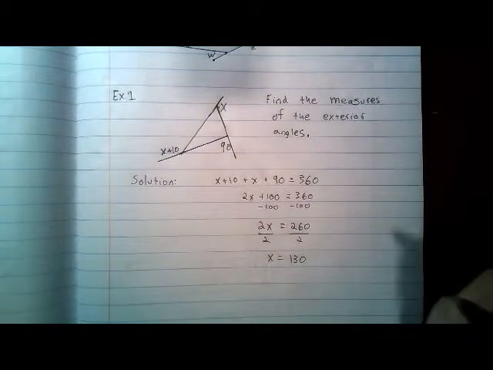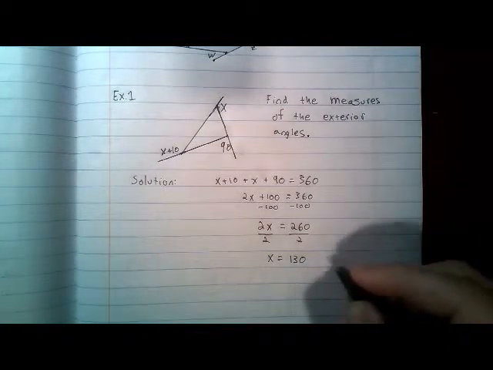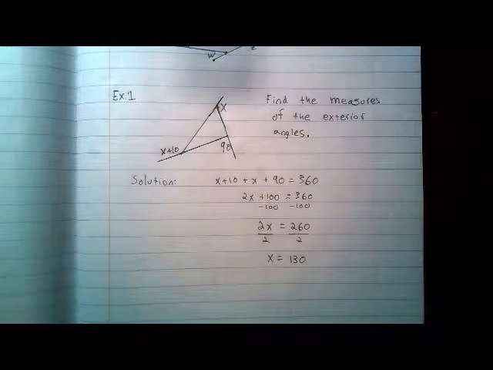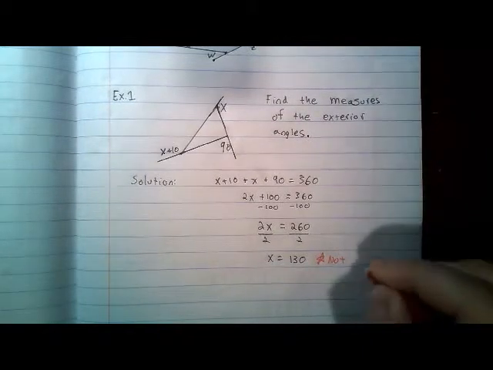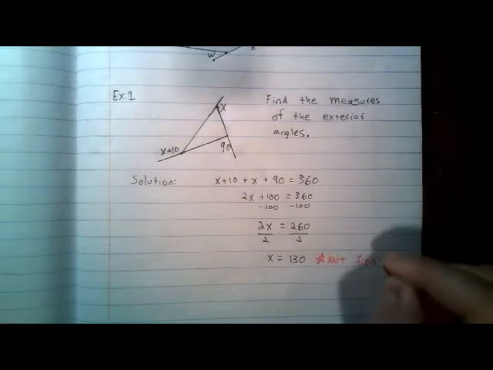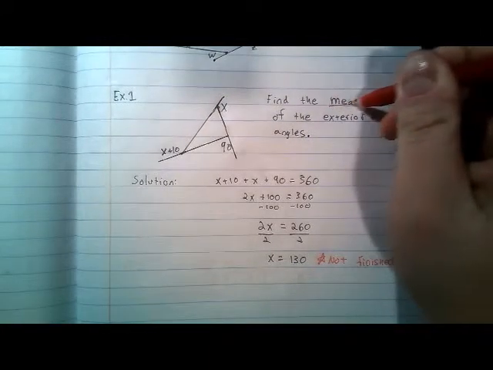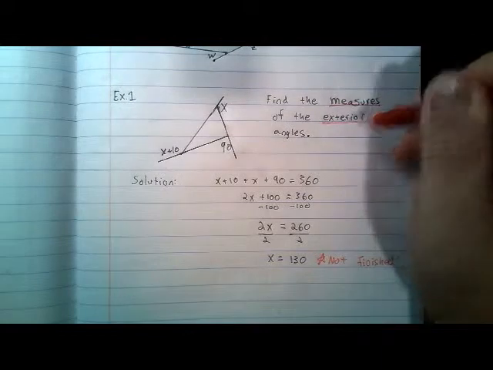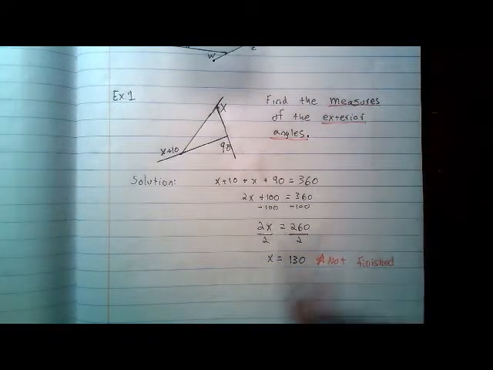So, what are the exterior angle measures? It's not just x equals 130, right? We're not finished. So I want you to show that in a different color. We're not finished, right? We have to find the measures of all of those exterior angles. It's not just x equals 130. We have to actually put in x and figure out what they are.